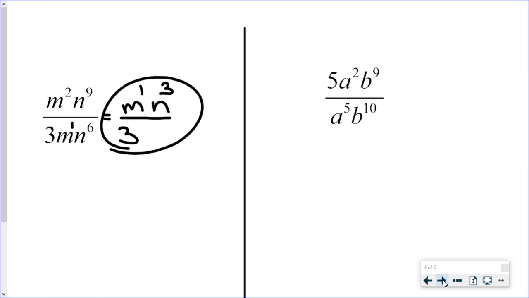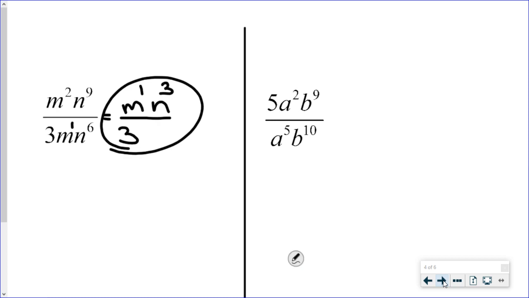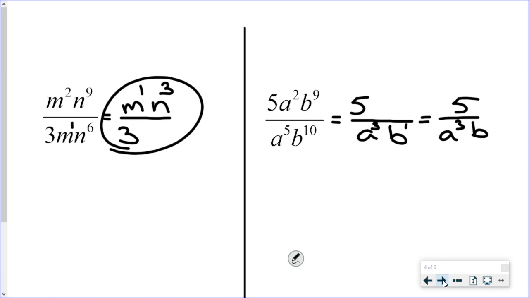I hope it's going okay. This is typically a little easier. The 5 is the only coefficient. It stays where it is. Now look at my a's. I have an a squared over a to the 5th. So bigger exponent on the bottom, subtract. For the b's, bigger exponent on the bottom, subtract. And you could almost just say this, because we don't often write to the power of 1, but I think you know that.